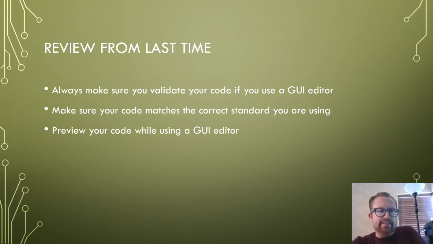So in the last lesson, we talked about using validators and previewing your code to make sure that it works and everything that you do in a GUI editor matches what you need to accomplish. So always make sure you validate your code if you're using a GUI editor. Remember, GUI editors are not always reliable in generating the code. They can generate it, but it may not always be correct. Make sure your code matches the correct standards you're using.